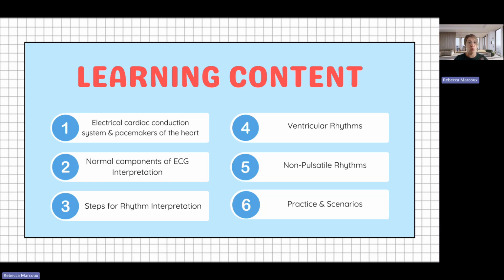Today, we're going to skip over the things that we've been covering at the beginning of every session: our conduction system, our normal components of ECG interpretation, and our steps of rhythm interpretation. Up to this point, we've covered it for every session, so I'm hoping you all have a good foundation in that. If not, you can always look at the slides or go back to the previous sessions for review. So today we're going to jump right ahead to our ventricular rhythms.